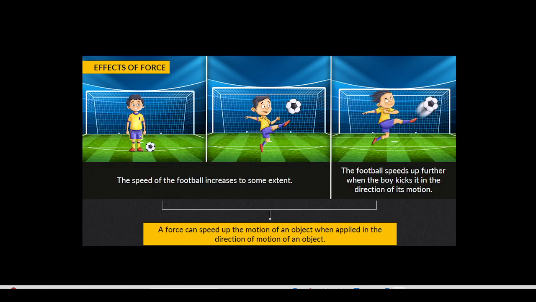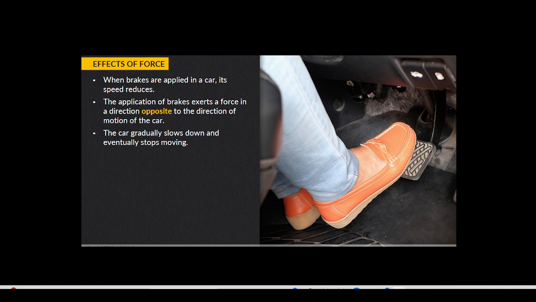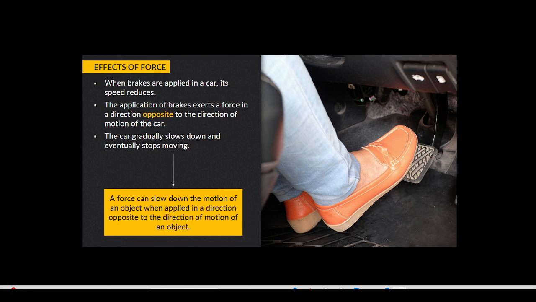So that means a force can speed up the motion of an object, like you said, or it can slow down the motion, right? When we apply brake in a car, its speed reduces, right? So the car gradually slows down and eventually stops moving. So that means a force can slow down the motion of an object when it is applied in the direction opposite to the direction of motion.